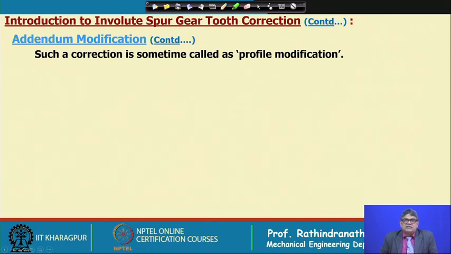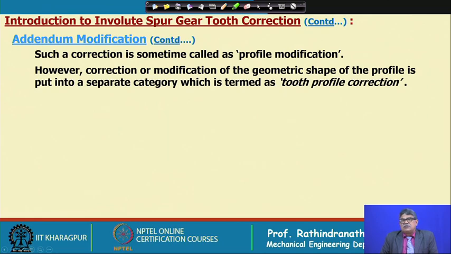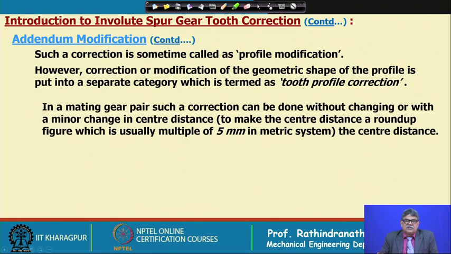Such a correction is sometimes called profile modification, but in the true sense there should not be any confusion. Profile correction is where we alter the involute profile to some other profile to have better gearing action. However, correction or modification in the geometric shape of the profile is put into a separate category, which is termed tooth profile corrections, which I mentioned.